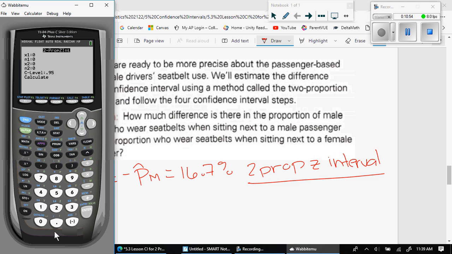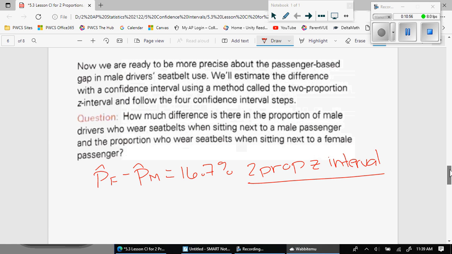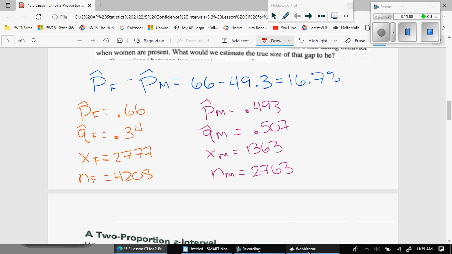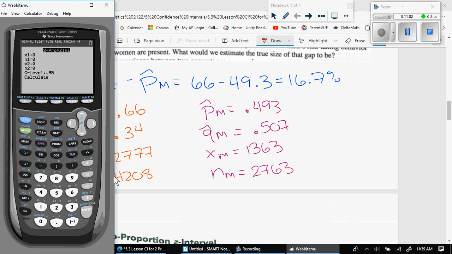My X1, N1, I'm going to use from my female group. So my X is 2,777. My N is 4,208. My X2 and N2 are going to come from my male group. That's the one I'm subtracting. So X is 1,363. N is 2,763.